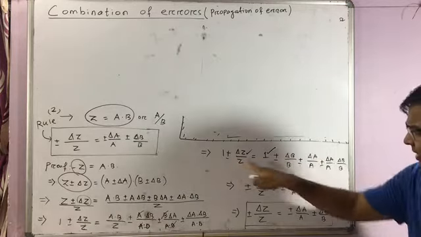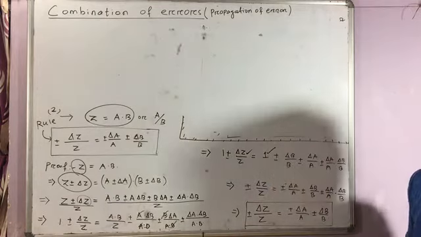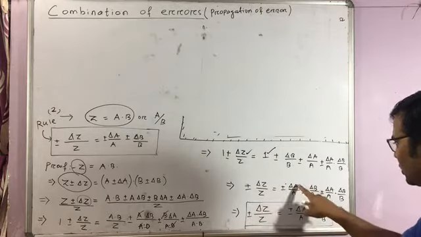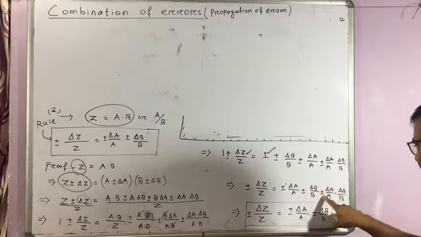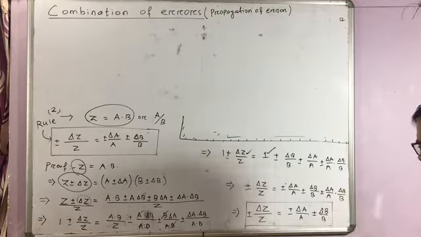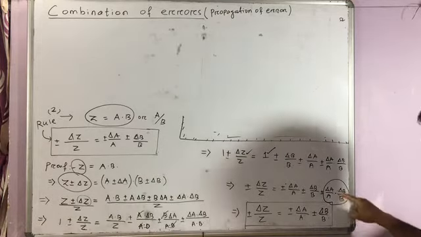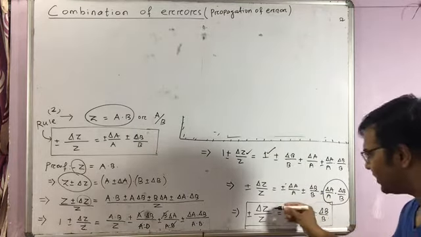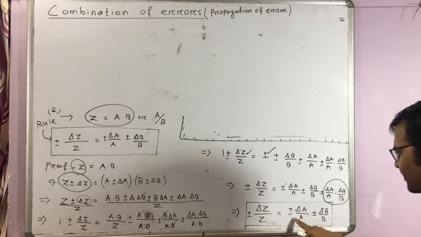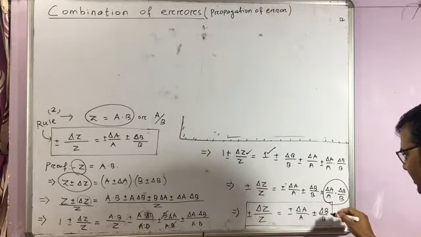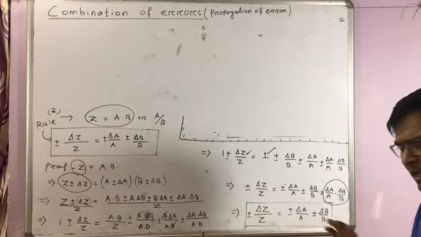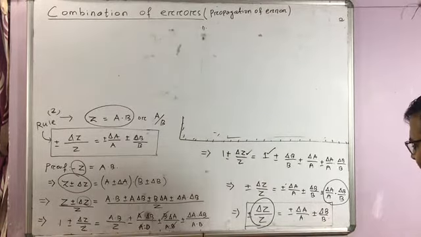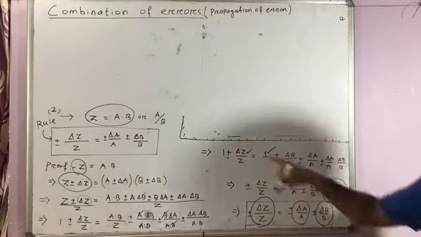So here 1 and on the right side 1, so 1 got cancelled. And see here, now you can find del Z by Z is equal to del A by A plus del B by B plus del A by A into del B by B. This term is very small in comparison to the other terms, so it can be neglected. So del Z by Z is equal to plus or minus del A by A plus or minus del B by B. So the formula is suggesting the relative error in the measurement of Z is the sum of the relative error in A and the relative error in B, which is our formula.